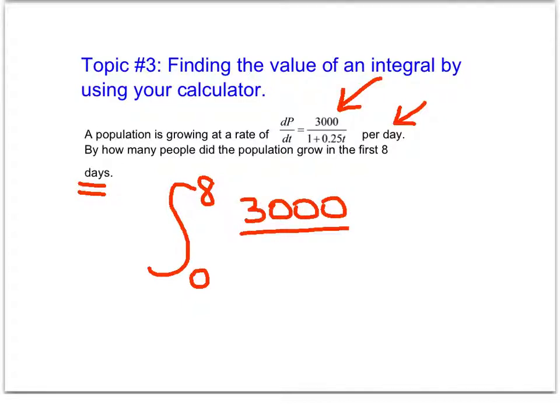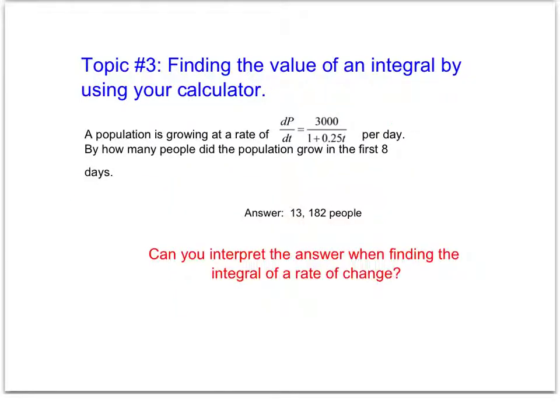Because we know that when we multiply the rate of change times days, then we will end up with the amount of population growth. So can you do that in your calculator? Now if you can, then you should be able to get this answer. So check your work and make sure you can interpret the answer. In other words, can you use the correct units of measurement? The population is growing by 13,182 people.